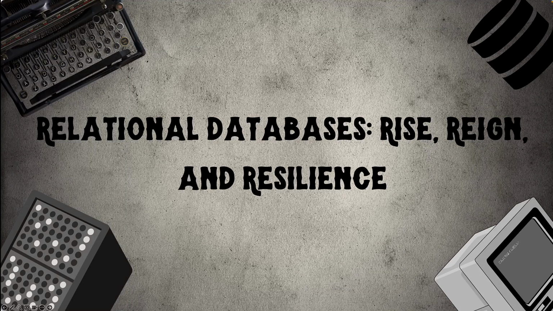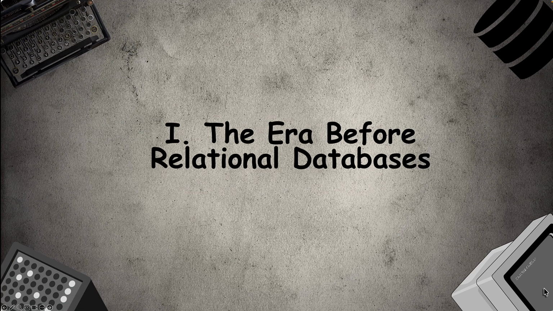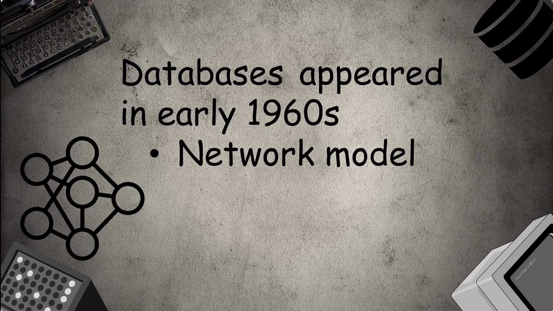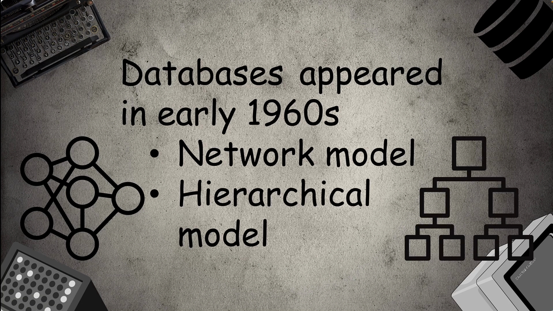In this video, I'm going to talk about the history of relational databases. The first databases were born in the 1960s, and they looked nothing like the relational databases we've come to know and love. Back then, the main models were network-based and hierarchical. You can think of data organized like a sprawling spiderweb, the network, or a big family tree, the hierarchy.